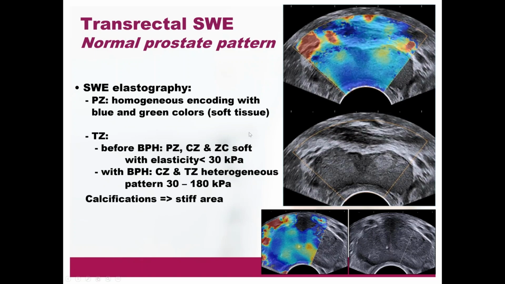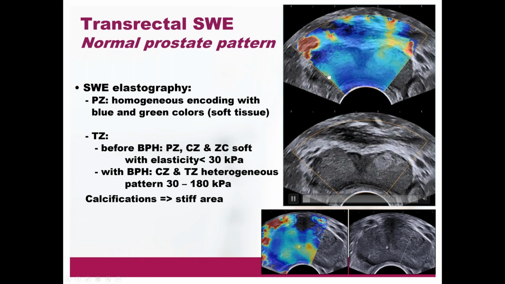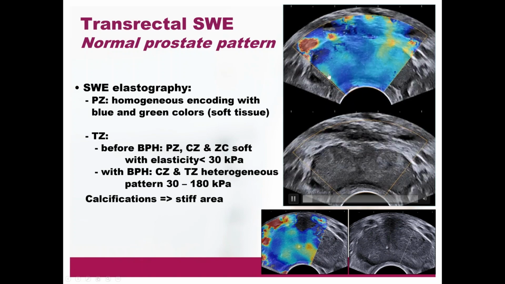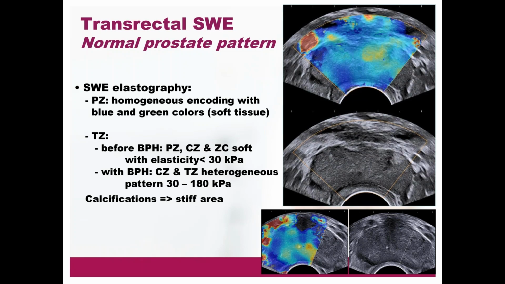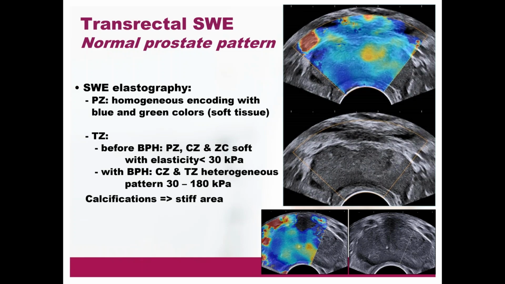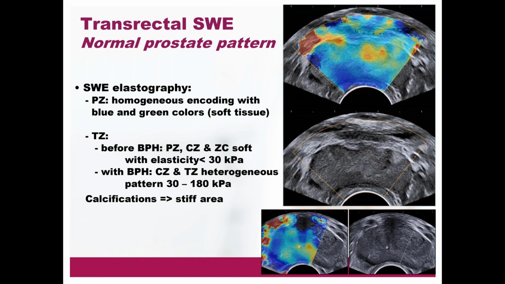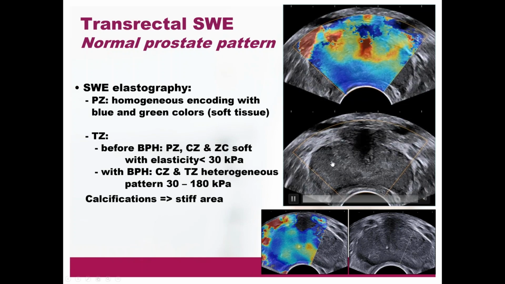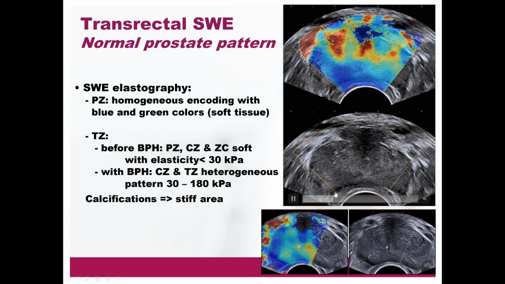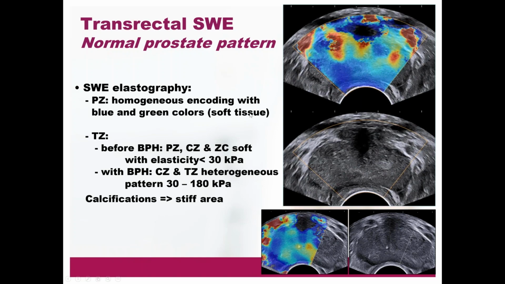So this technique is very exciting because the overall peripheral zone is very, very soft. So it's very homogeneous and soft. It's color-coded in deep blue colors, with a very homogeneous pattern. And in this case, we're moving from the base to the apex, and you will see that the peripheral zone, and this is the entire peripheral zone, will be color-coded with these deep blue colors very homogeneously.